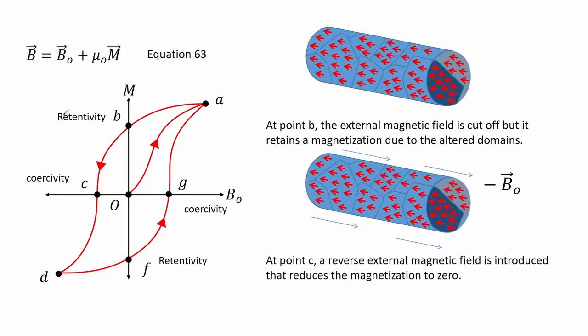At point B, the external magnetic field is cut off, but it retains a magnetization due to the altered domains. At point C, a reverse external magnetic field is introduced that reduces the magnetization to zero. This point is called coercivity. It is a state where an amount of reverse magnetic field is achieved such that the material is completely demagnetized.